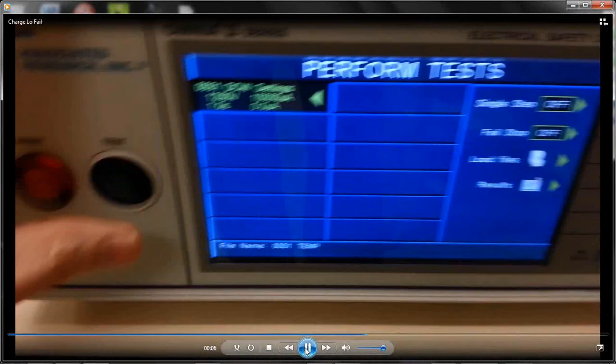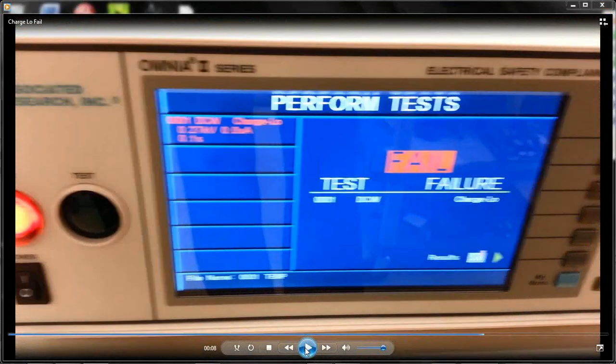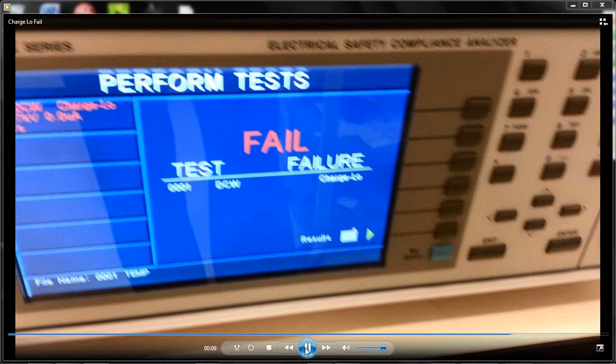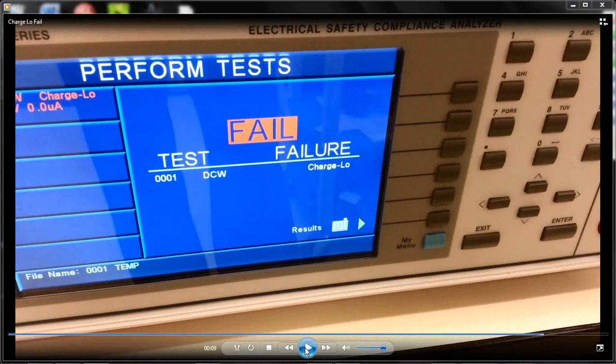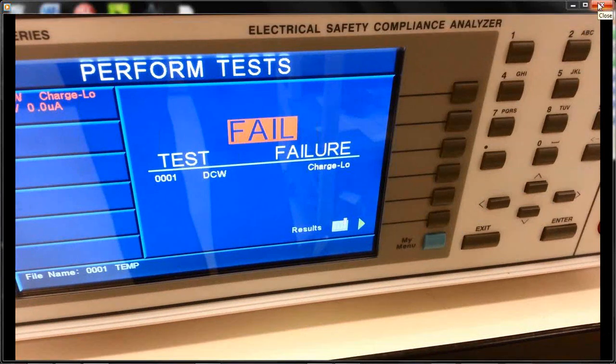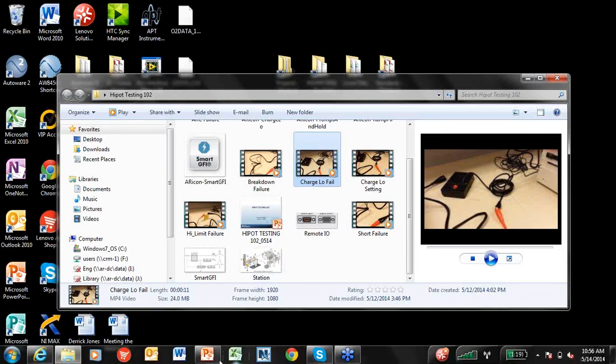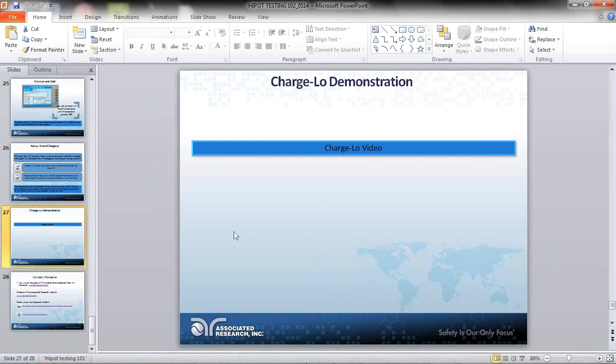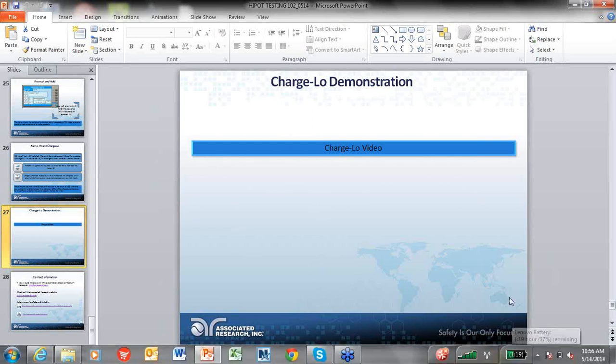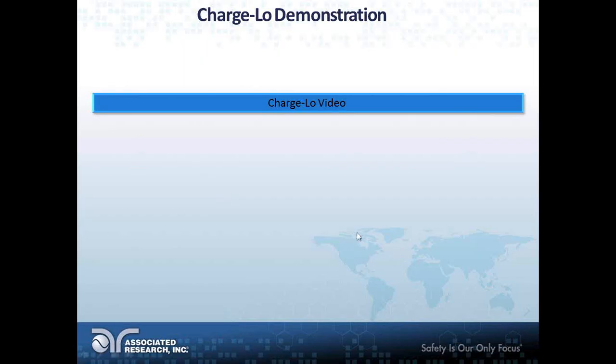So what if we don't? Here's the case where the operator forgot to put the return lead on. It knows it. It right away is saying, hey, look, you've gotten a charge low failure. I know I should be getting at least 2.8 microamps during that ramping, and I didn't. I got 0. I'm going to fail. So it's a good way to give you a gut check and make sure your operator is doing things properly as well. Just the same thing as an AC test and a low limit.